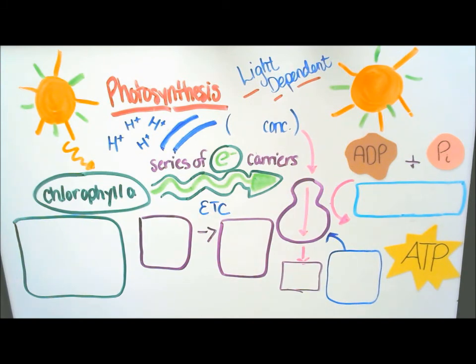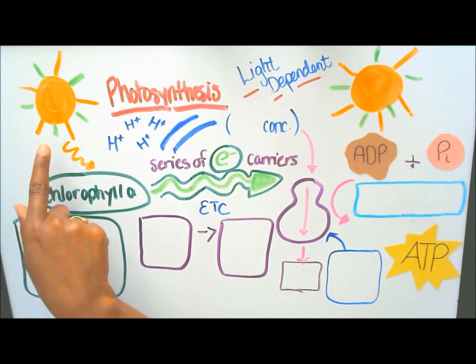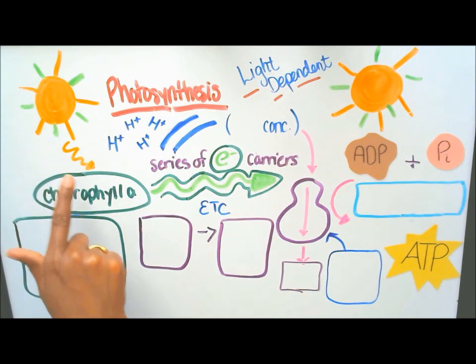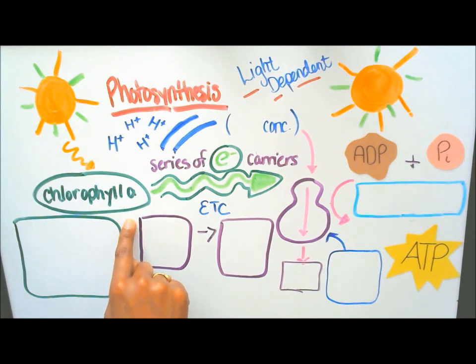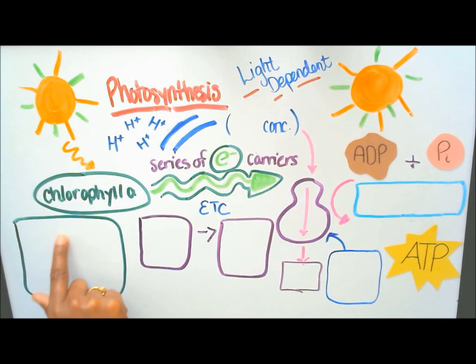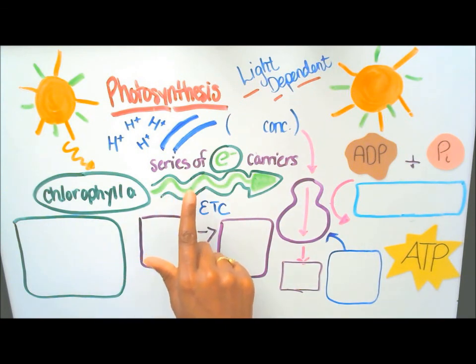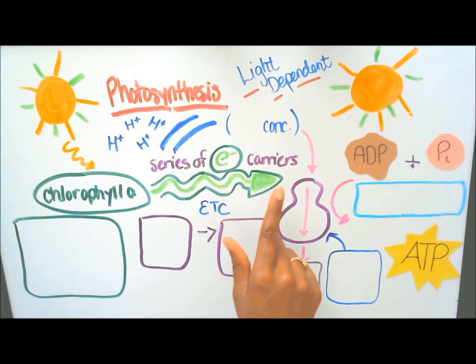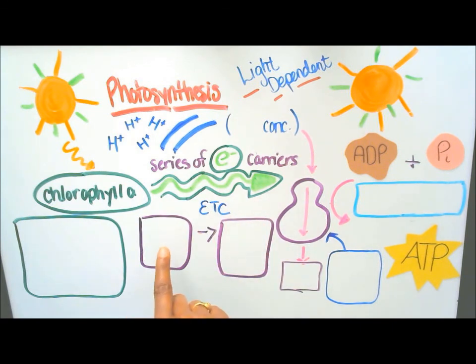All right, let's see. So here we start off with our sun. The light energy goes to chlorophyll A. Now, what organisms have chlorophyll A? Fill in the blank. Next, we have a series of redox reactions and electron carriers. What are the electron carriers in the electron transport chain? End result, what happens to the electron carriers?